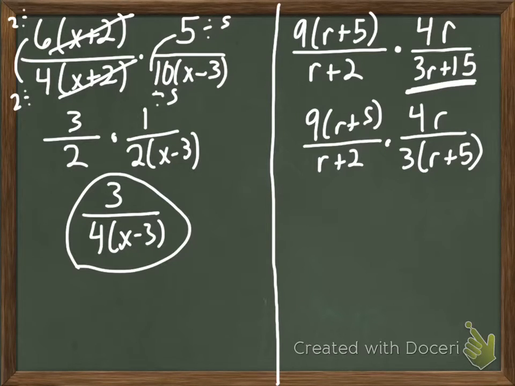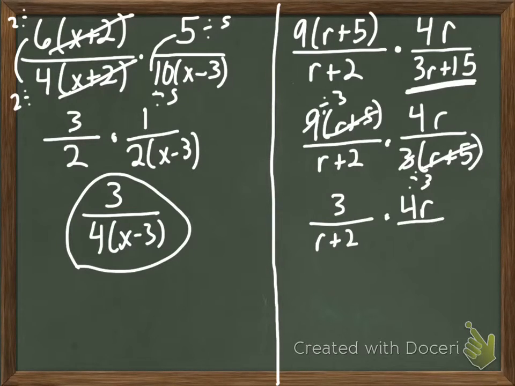So alright, when we factor and make sure that we have everything factored out, simplified out, we can actually look at this and say, okay, this will reduce, this won't. So it looks like diagonally we can reduce this r plus 5 and this r plus 5. This 9 and this 3, we can divide those by 3. And that looks like that's all we can do. So 9 divided by 3 gives me 3 over r plus 2 times 4r over 1. Looks like everything reduced right here, so we're just left with 1.